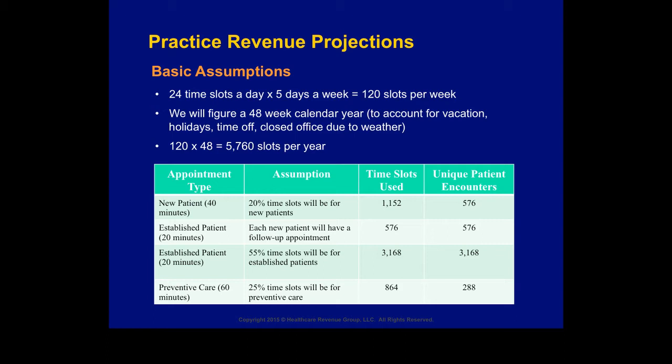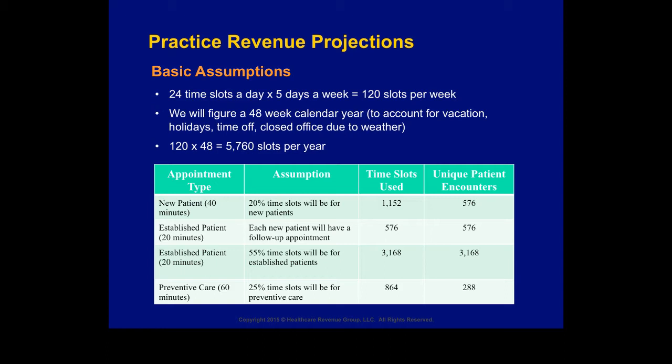Then I'm going to look at an established patient and say, I saw him last year. I saw him the year prior. I'm going to say 55% of these time slots are going to be made up by people this year that I saw in the last couple years. Remember, a new patient can't be considered a new patient unless you haven't seen them for 3 years. So if I saw him last year, year before, those are still established patients to the practice. So 55% of my time slots are going to be for those people.